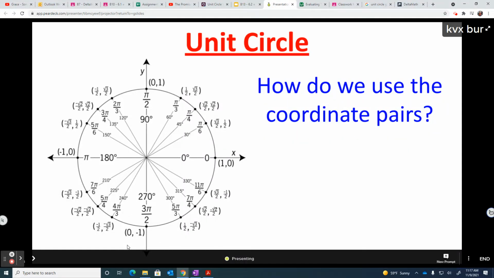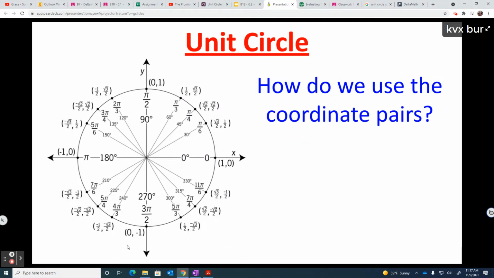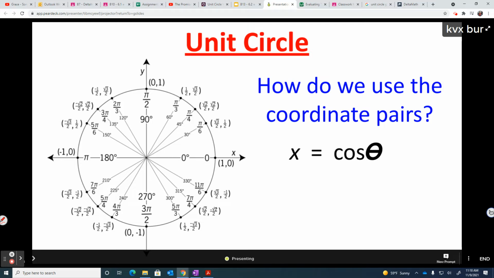We'll just start from scratch here. All right, so the question was, how do we use these coordinate pairs? We talked about how we could use degrees; radians are just another way of writing degrees. And what do we use these coordinate pairs for? Anybody remember what these are good for? Yeah? X is cosine and y is sine. Good. So we said that x was the cosine of the angle, y is the sine of the angle.